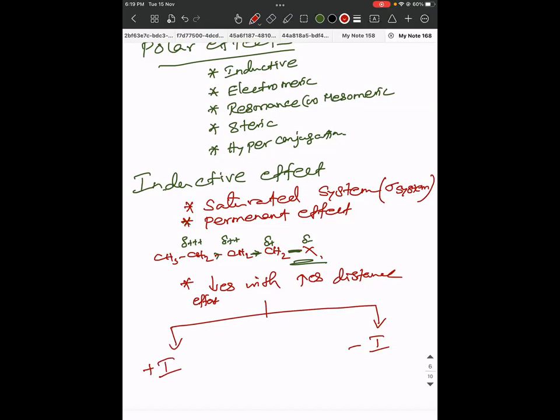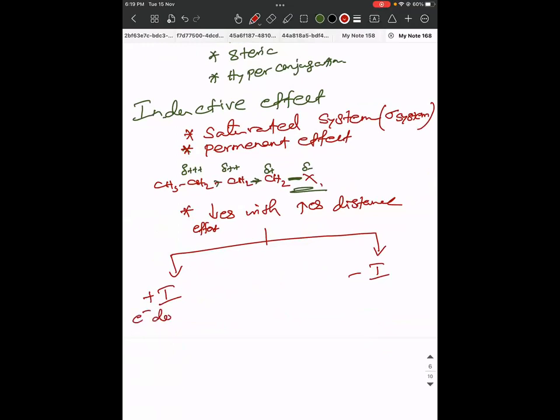Plus na kudukuradhu, minus na vaangikkiradhu. So electron donation through the sigma bond gives the plus effect. Sorry, தப்பு பண்ணிட்டேன் பாத்தீங்களா? Electron withdrawing through the sigma bond gives the minus effect. So இது எதை பேஸ் பண்ணி சொல்றாங்கன்னா based on the hydrogen சொல்றாங்க.